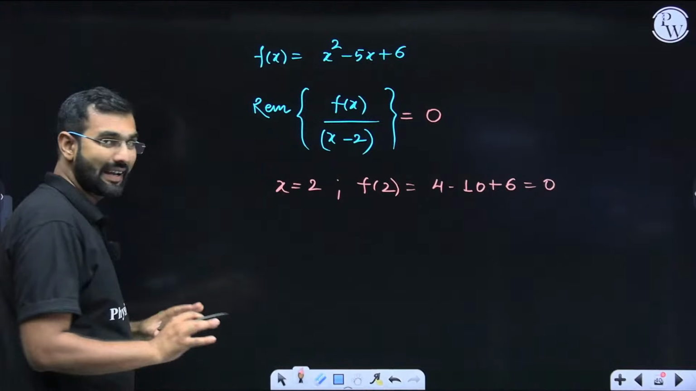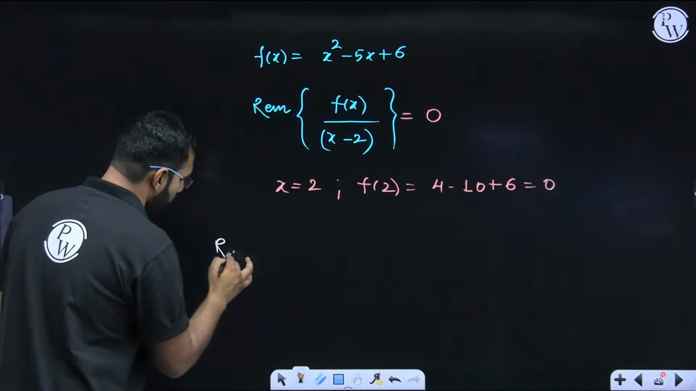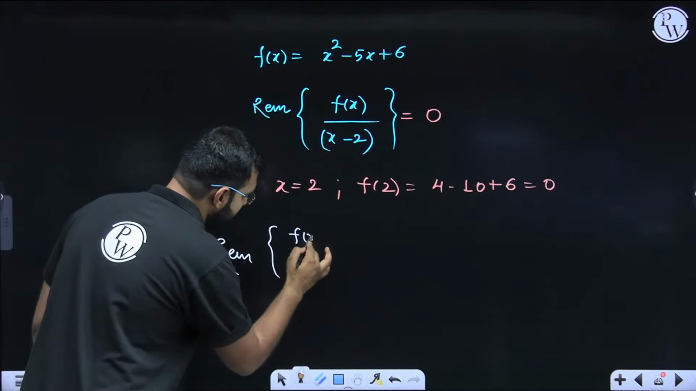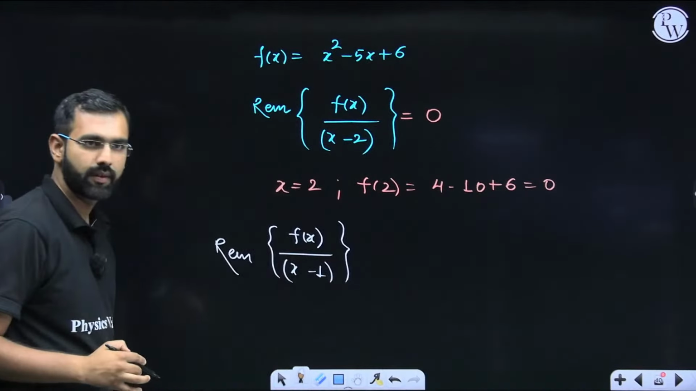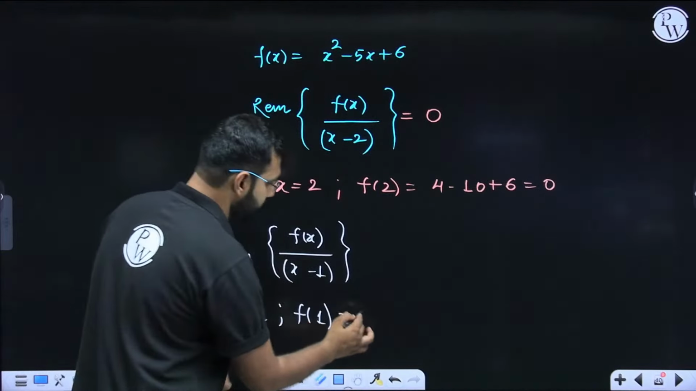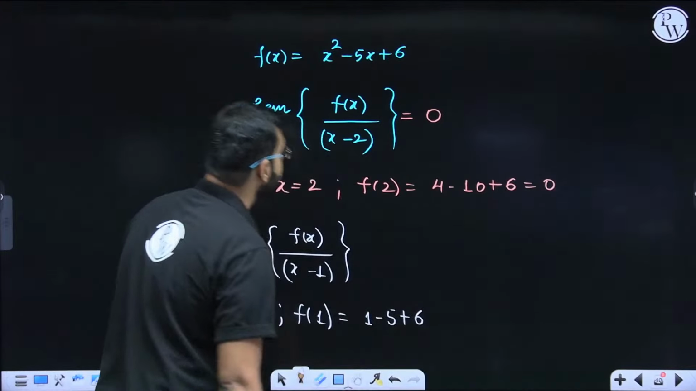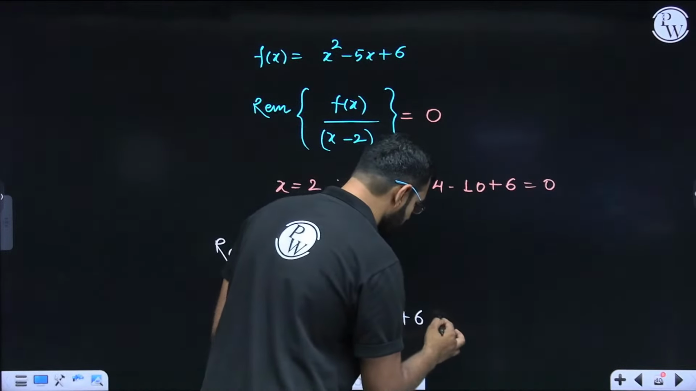So first of all, did you get clarity on the remainder theorem? Let me take one more example. Let's say I ask you, what will be the remainder when f of x is divided by x minus 1? What will you do? You will say, sir, x minus 1 should be put equal to 0, which means you get x equal to 1. So now you find f of 1, which is 1 minus 5 plus 6. Correct me if I'm wrong. Which means you get minus 4 plus 6, which is 2. So when f of x is divided by x minus 1, you get the remainder as 2.